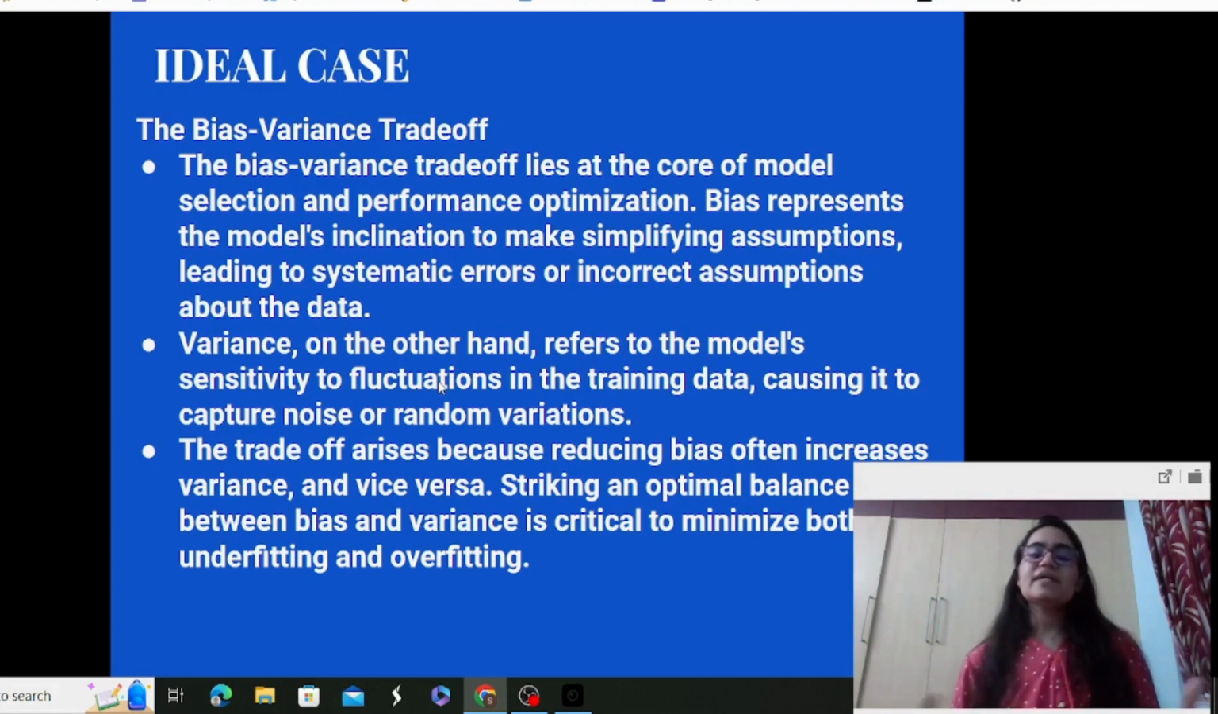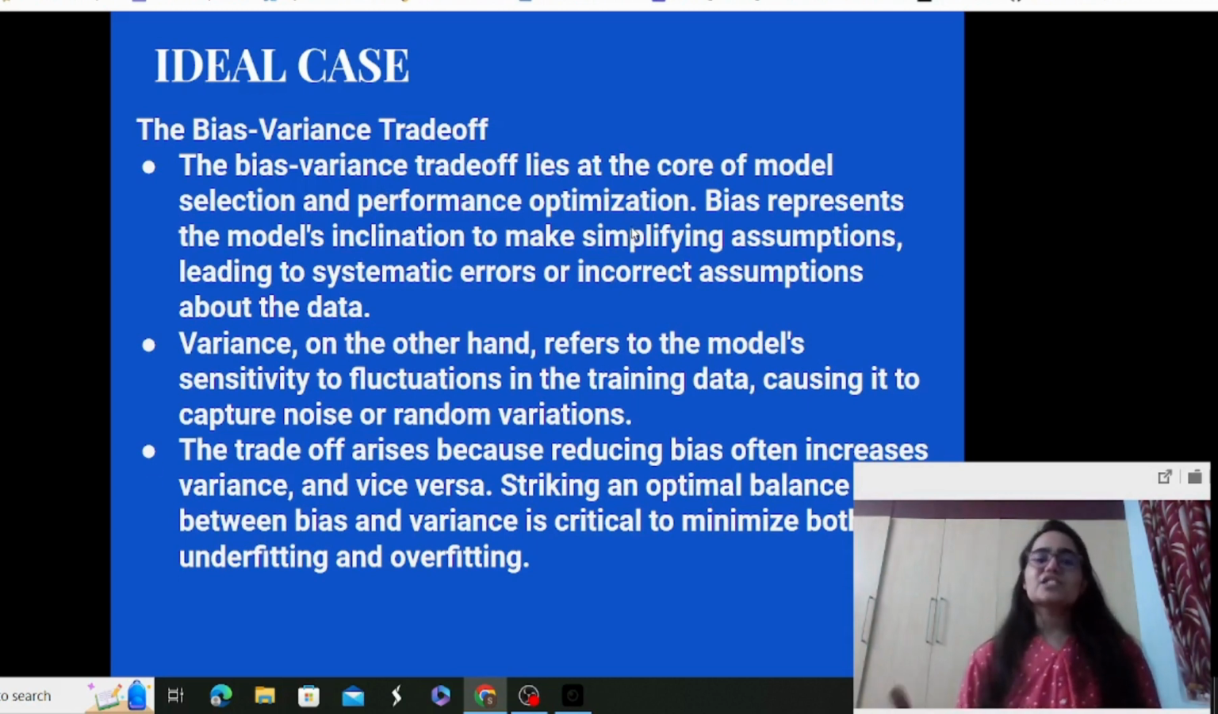Variance, on the other hand, is where, as we have seen, a model is overfitting when it has too high variance and low bias. It refers to the model's sensitivity, how prone the model is to fluctuations in the training data, causing it to capture noise or random variations, as discussed. The trade-off arises between reducing bias and increasing variance and vice versa, because bias and variance are inversely proportional to each other. If you decrease the bias, you will see the variance increasing, and vice versa.